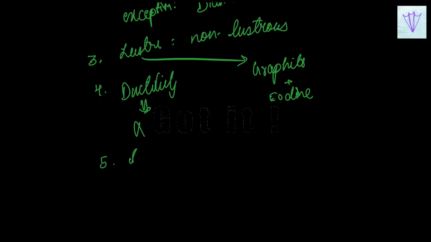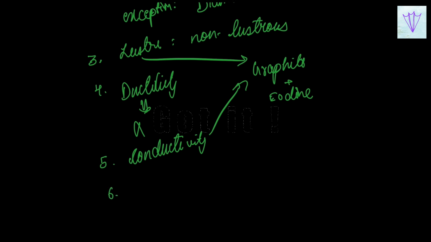The fifth property is conductivity. Non-metals act as insulators both thermally and electrically. The reason is the absence of free electrons. And here also there is an exception, that graphite is a conductor due to the presence of free electrons.